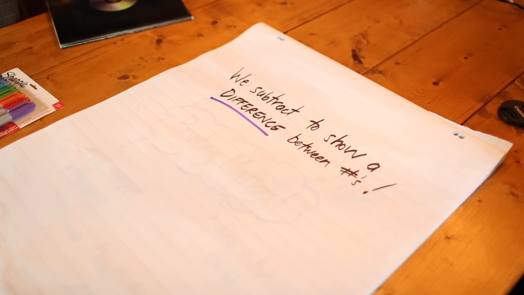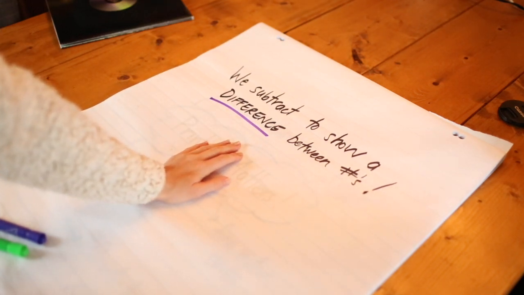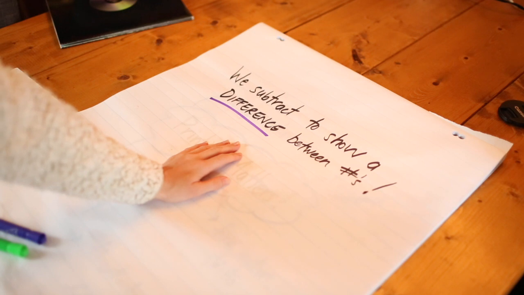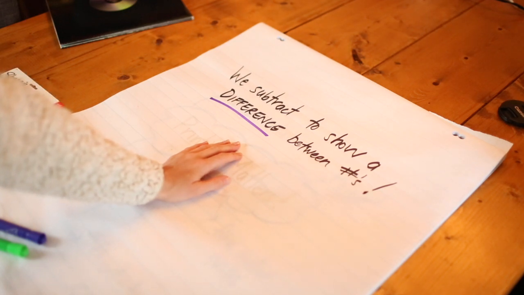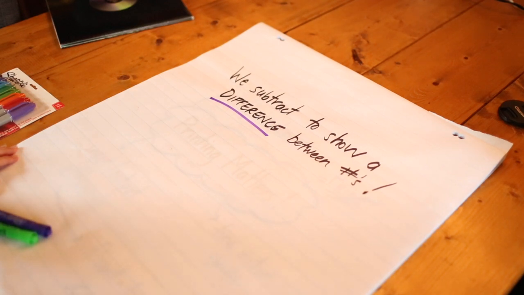All right. I haven't actually thought this all the way through as to how I'm going to break this down for you, but I'll start with the big idea, and that's that we subtract to show a difference between numbers. And that's a big idea that I feel like is not really ever explained to students, and maybe it's a novel idea for you as well. But that's really what subtraction is. It's looking at 2 numbers and the amount of space or the quantity between those 2 numbers.